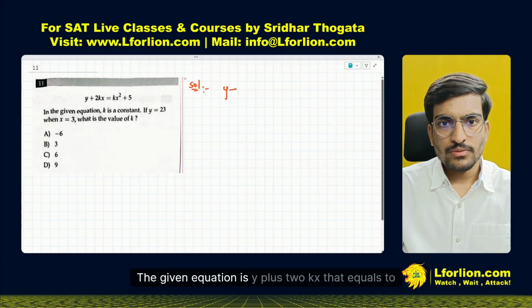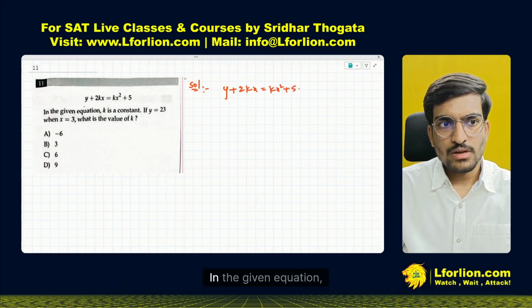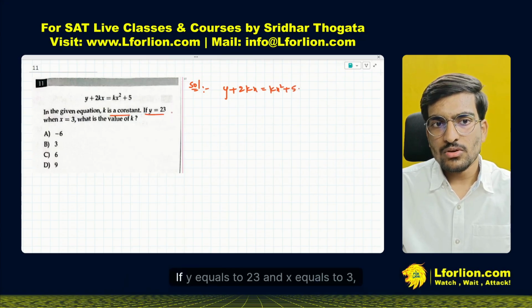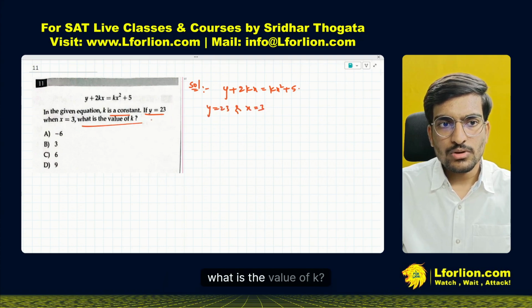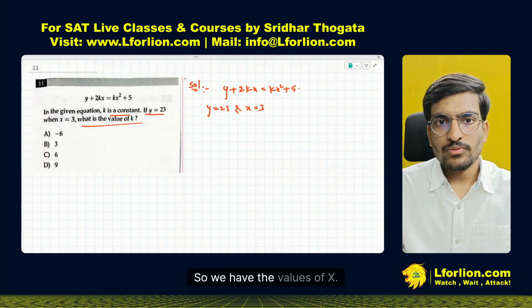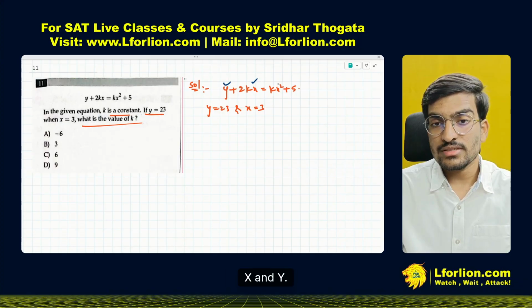The given equation is y plus 2kx equals kx square plus 5. In the given equation, k is a constant. If y equals 23 and x equals 3, what is the value of k? So we have the values of x and y. So we just have to get the value of k. On substituting, we get it.